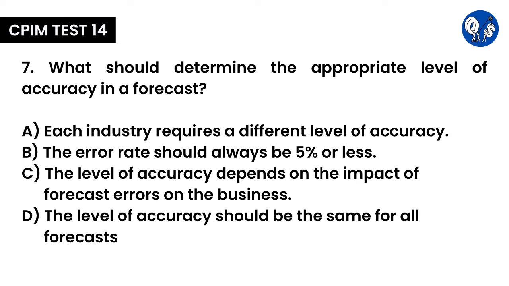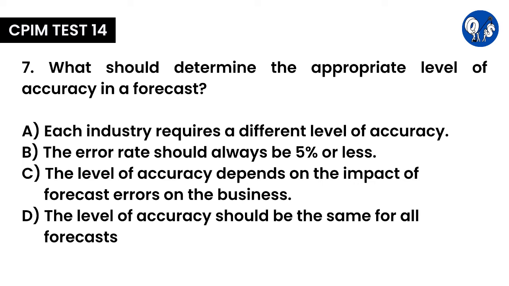Question number 7. What should determine the appropriate level of accuracy in a forecast? A. Each industry requires a different level of accuracy. B. The error rate should always be 5% or less. C. The level of accuracy depends on the impact of forecast errors in the business. D. The level of accuracy should be the same for all forecasts. Here the correct answer is C.